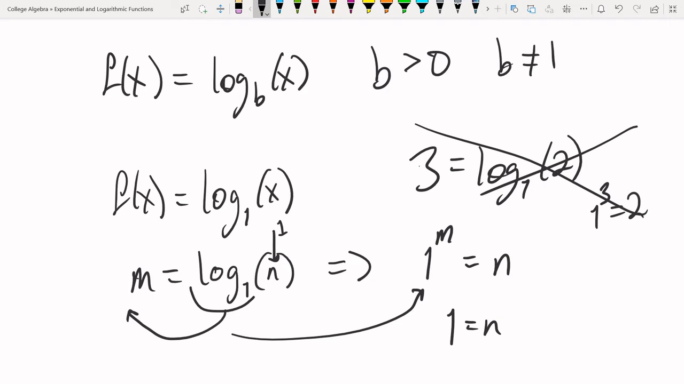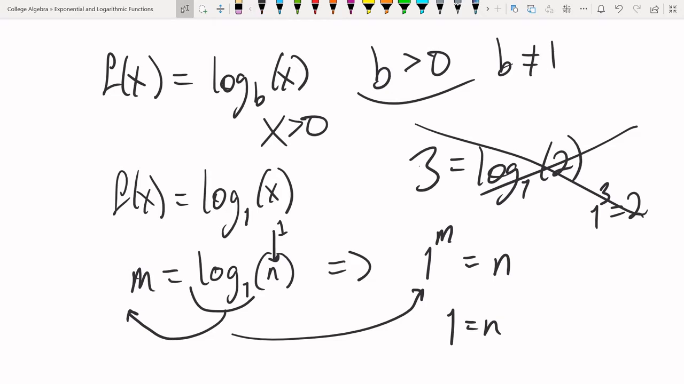So we exclude that from a logarithm because this actually becomes a different type of function completely. So don't use 1 as a base, but it also has to be greater than 0. You can't have negative bases. And I should also say that x must be greater than 0, so you can only have positive things on the inside of the logarithm.